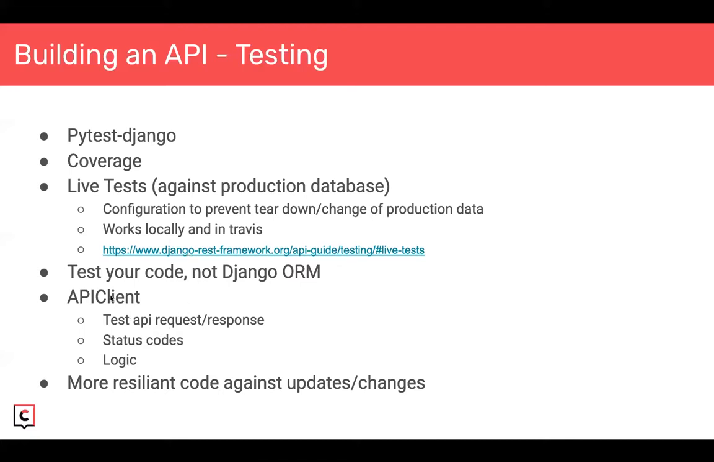A nice thing to look at is the API client, which is something within Django REST Framework. It allows you to test API requests and responses. You can make a request to an endpoint and check the response you get: are you getting the correct status codes if you make a bad request versus a good one, is the logic correct, is the data type correct, all that information. I think that's a good level of testing for us to rely on: just making sure the endpoints are returning what you expect.